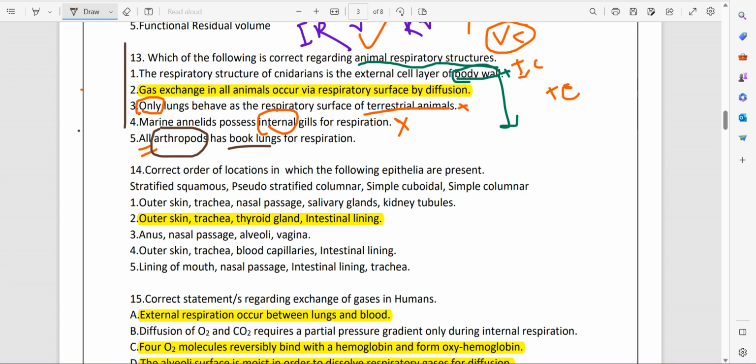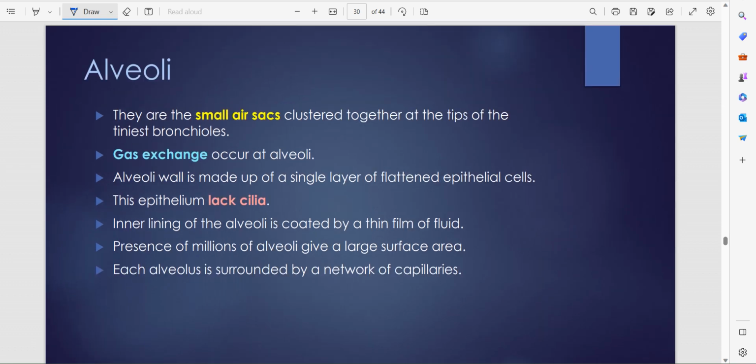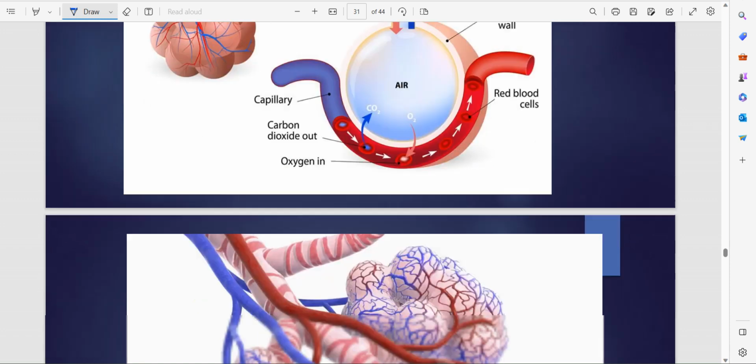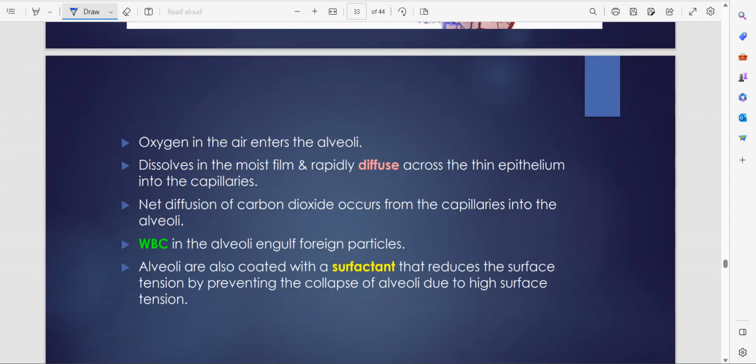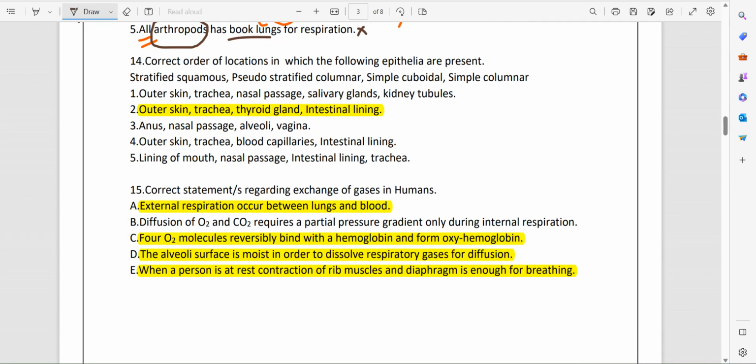That's why it's wrong. So the second statement, gaseous exchange in animals occurs via the respiratory surface. So yes, diffusion is necessary. Wherever it happens, even in our lungs, diffusion occurs. So diffusion is the main method, which is a passive form of transportation, which is used by all animals for respiration. That's a very important point. And 14, correct order of location, yes.